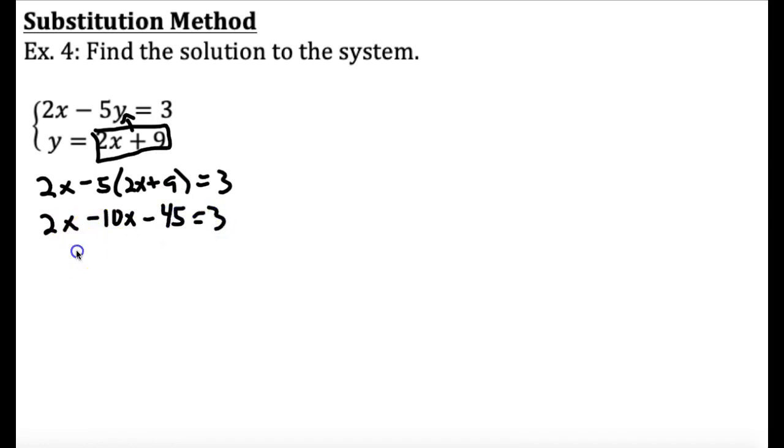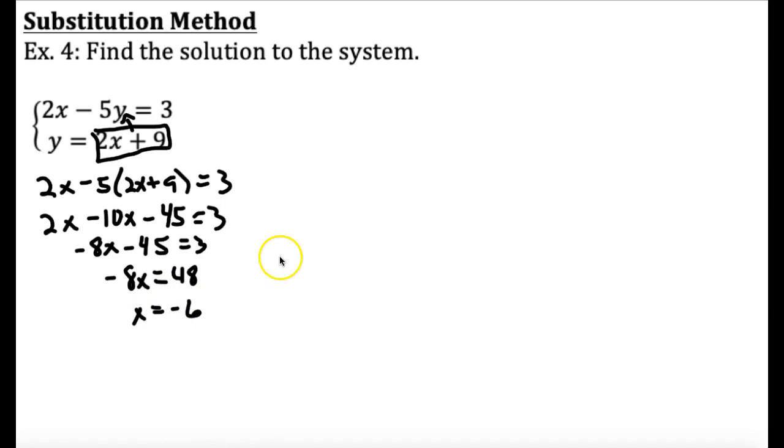So combine my like terms, and that'll be negative 8x. Add the 45 over. And divide by 8, or divide by negative 8. And that gets me negative 6.